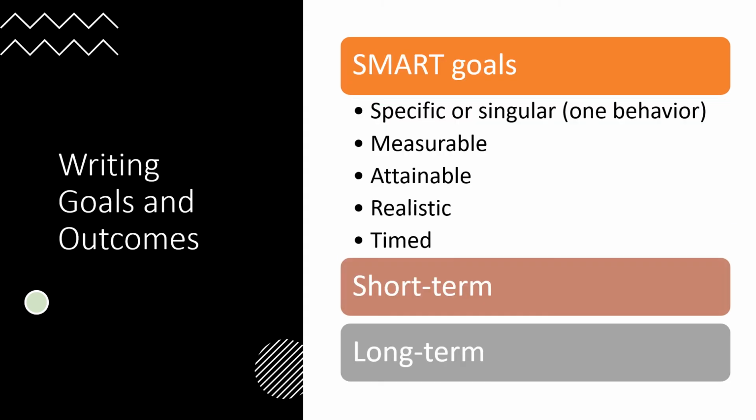Writing goals and outcomes. They should be SMART goals: specific or singular, just trying to fix one behavior, measurable, attainable, realistic, and timed. And we sometimes struggle with attainable, realistic, and timed, which will be short-term or long-term. And so short-term, by the end of my shift, within 4 hours. Long-term is sometimes weeks or months.